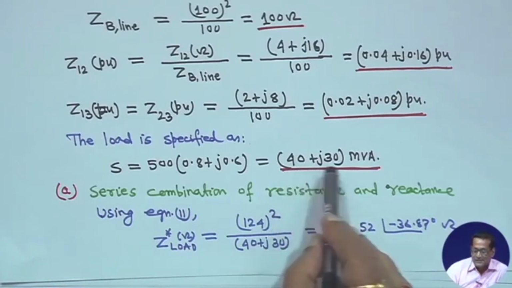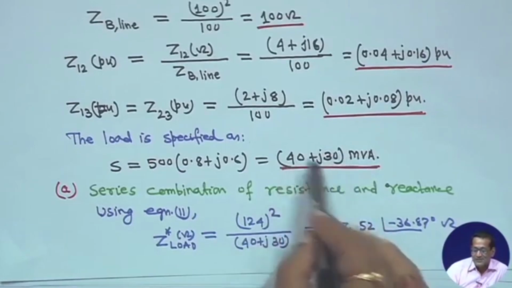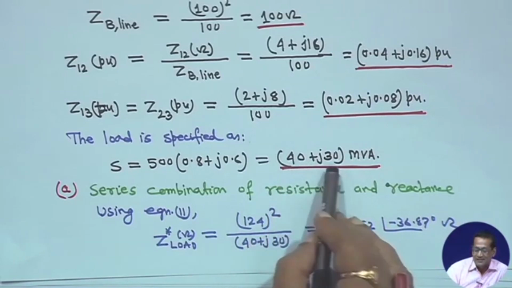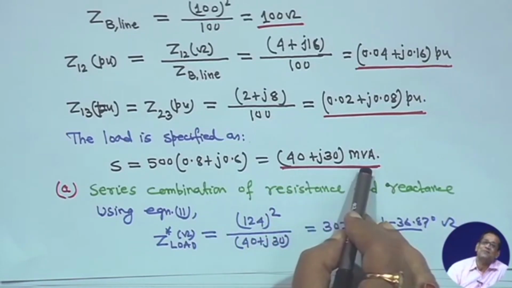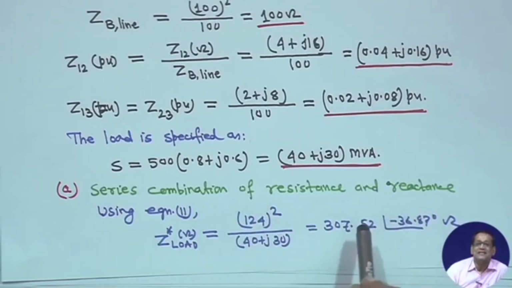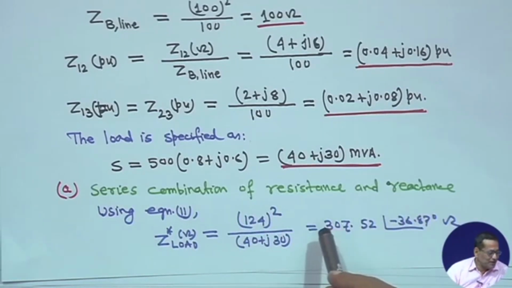So, it will be 4 plus j30 MVA; as it is 4 plus j30 in brackets, we are putting MVA, otherwise the 40 is actually megawatt and the 30 is actually megavar, but together it is MVA, right. Now, for the load, nothing is said about whether it is series or parallel. So, I will take a series combination of resistance and reactance, and a parallel combination can also be given; partly I will show you, but the rest you do yourself, right.